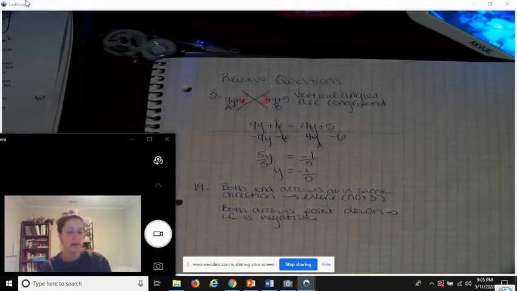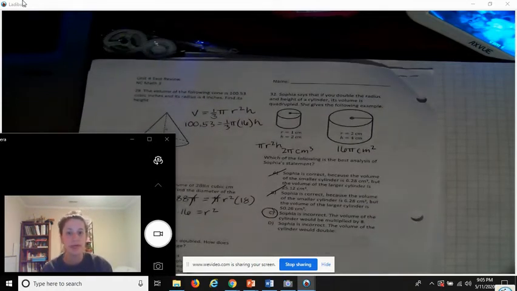32. I'm going to go ahead and show what it looks like on the actual review. It says, Sophia says that if you double the radius and height of a cylinder, its volume quadrupled. So this is scale factor stuff, okay? So we're doubling the radius and the height. We're changing both dimensions of the cylinder, and it's talking about its volume.